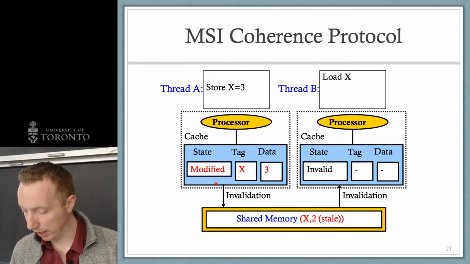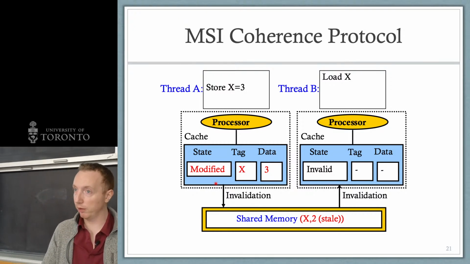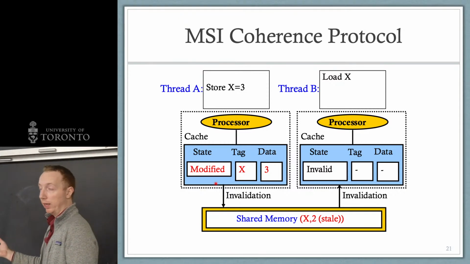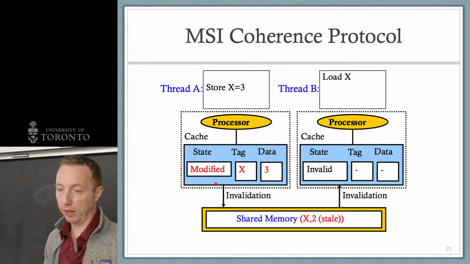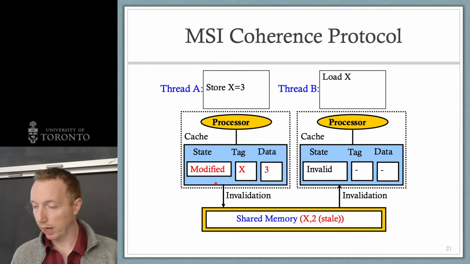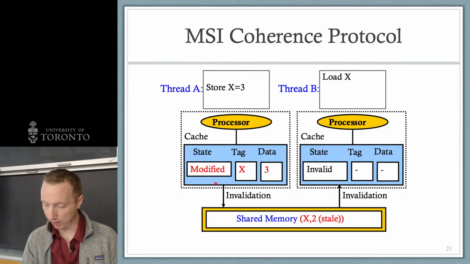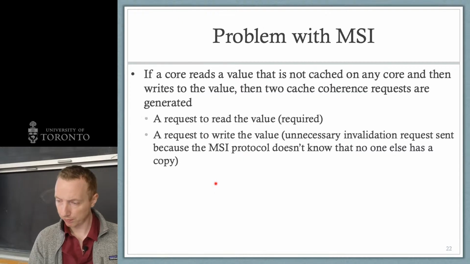So now I know that since one core has the modified state, it is an old value that's in shared memory. So if something else tried to actually read, I would have to force that write to happen then. So everything is consistent.